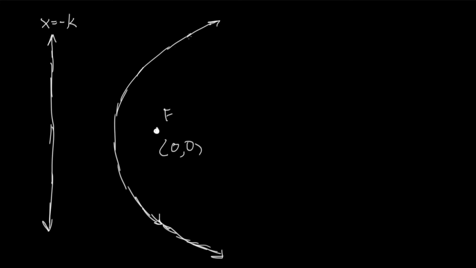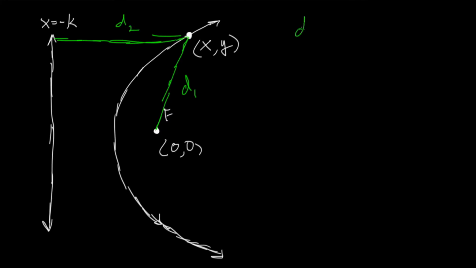And so let's pick an arbitrary point on the conic section, x comma y, and we want to compare the distances, d1, which is this distance, with this distance right here, sorry, d2. All right, so what is d1? Well, that's just a distance formula question. What's the distance from 0, 0 to x comma y? That's going to be the square root of x minus 0 squared, plus y minus 0 squared.